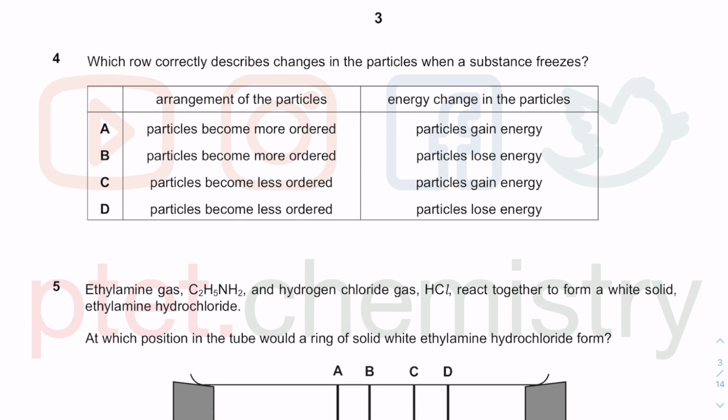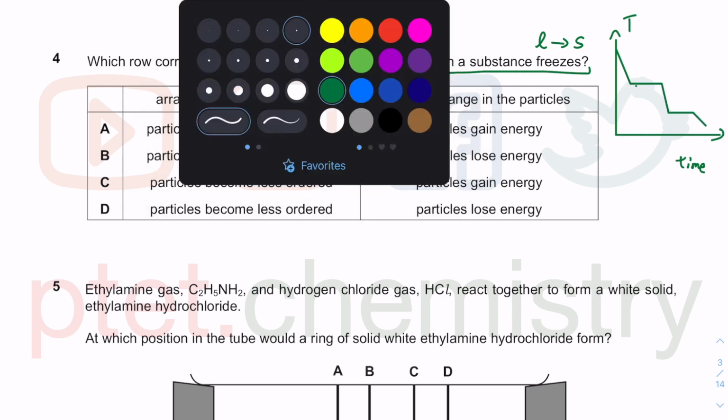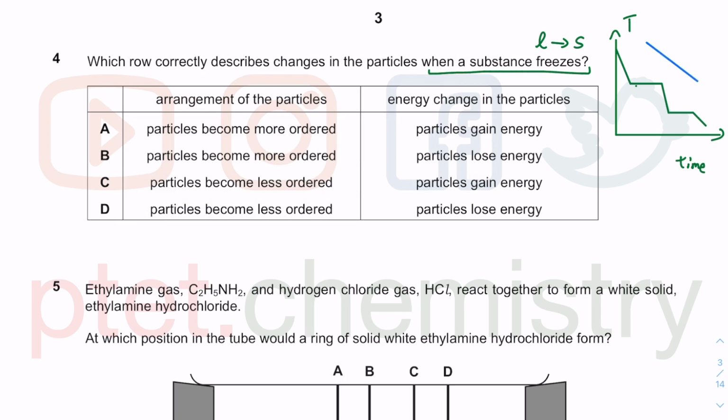Question 4, what happens when a substance freezes? So freezing is to do with liquid going to solid. We think about our cooling curve. So in the syllabus, we know about temperature against time. We know that cooling curve is kind of like the opposite sense of heating curve, because the temperature keeps on decreasing. So when the temperature decreases, we are cooling them down.